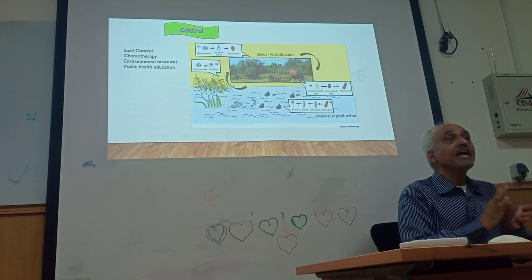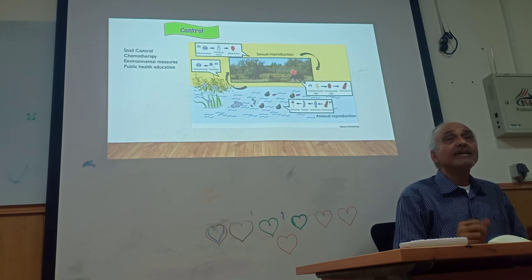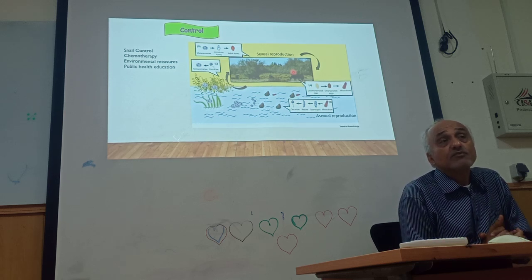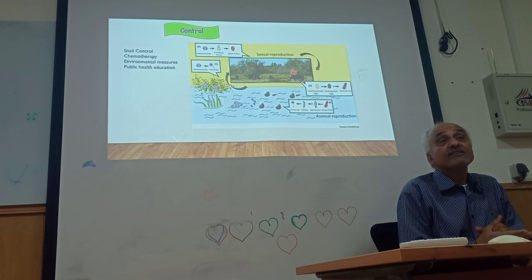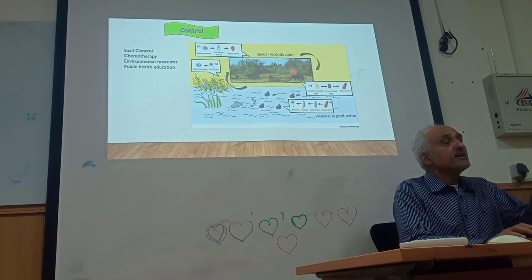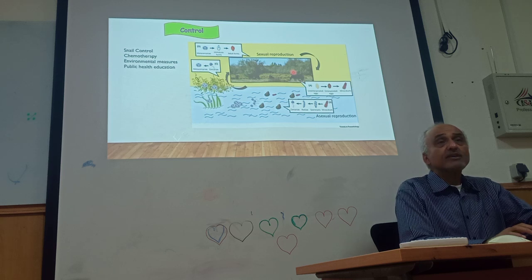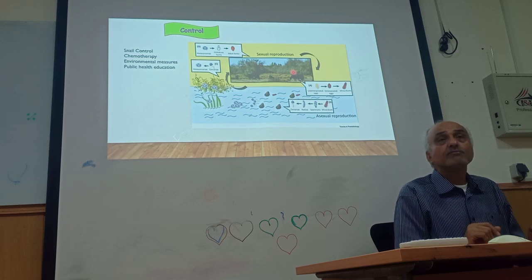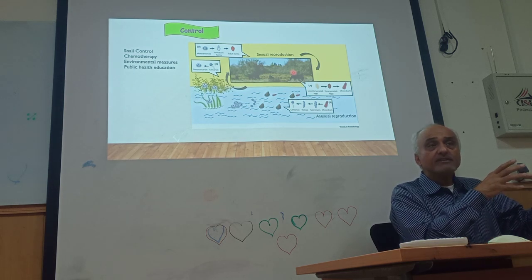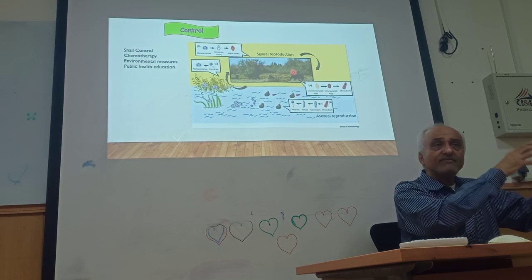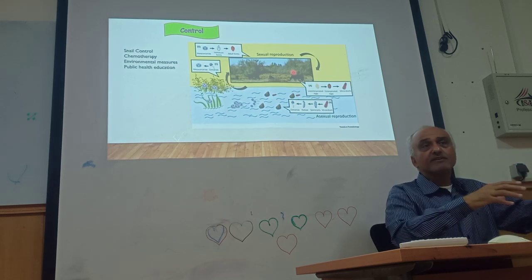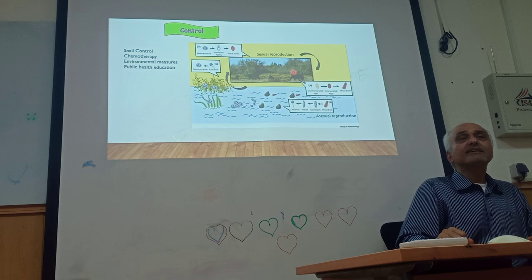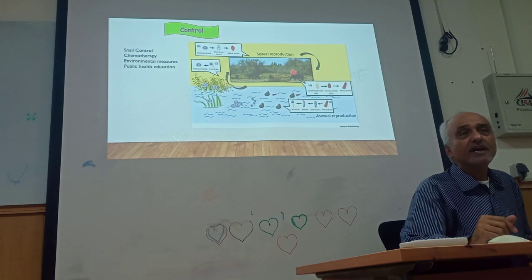So, cercariae attach themselves to the surface of the plants, and then they can get all of them, and in some cases they can go for fasciolosis. This is very important. Snail control, chemotherapy. Why is chemotherapy a part of control? Because the source of infection is infected animals and infected humans. You have to treat them to prevent releasing eggs into the environment.